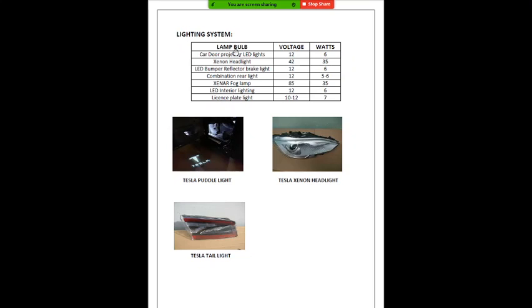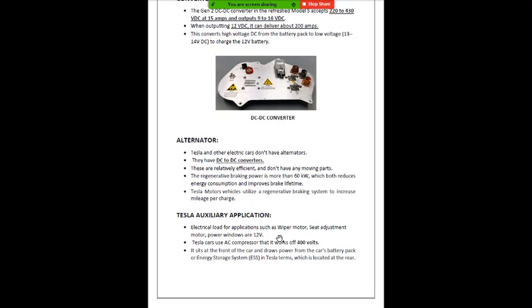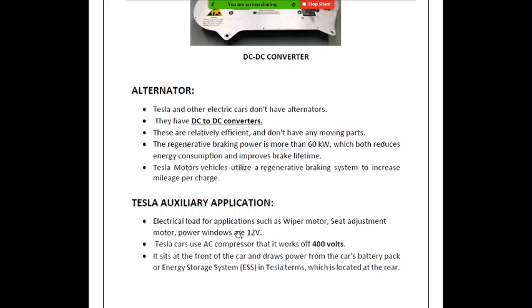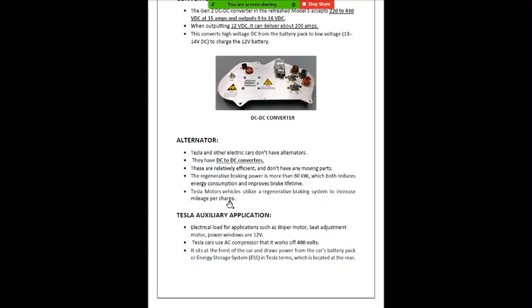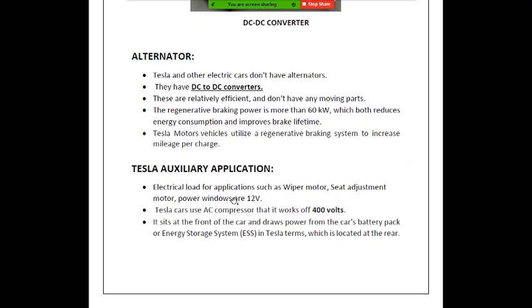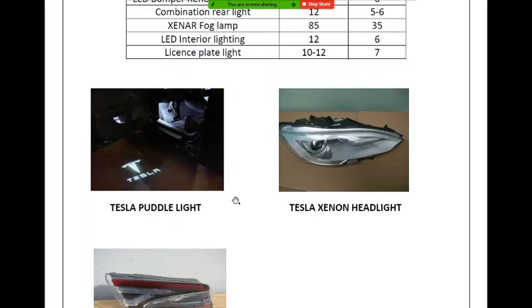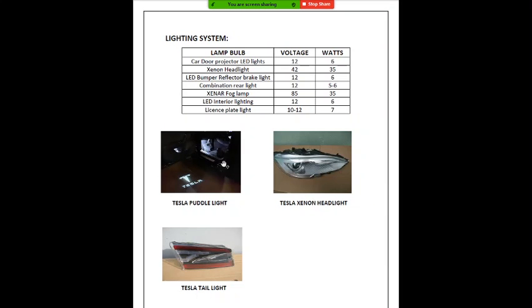From the battery and the secondary battery, the power is going to these things like lighting systems, wiper motor, seat adjustment, and power windows, which use 12 volts. So these are the basic things of an electrical load. I conclude my presentation, the assignment, with this lighting system.